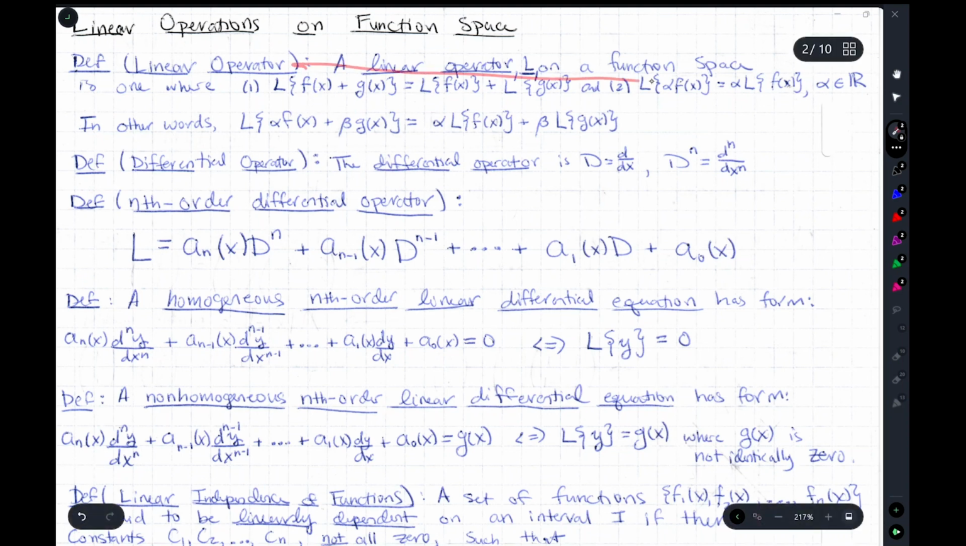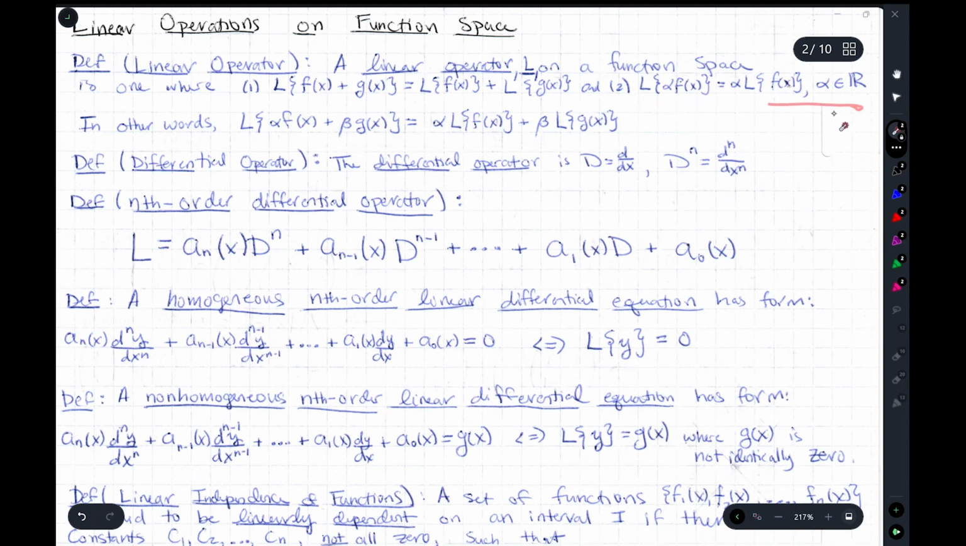Definition: a linear operator on a function space is one where the linear operator operating on a sum of two functions is equal to the linear operator operating on one function plus the other. We could say this succinctly as the linear operation commutes with sums. You could say that in modern mathematical language that way. So the operation on the sum is the sum of the operations.